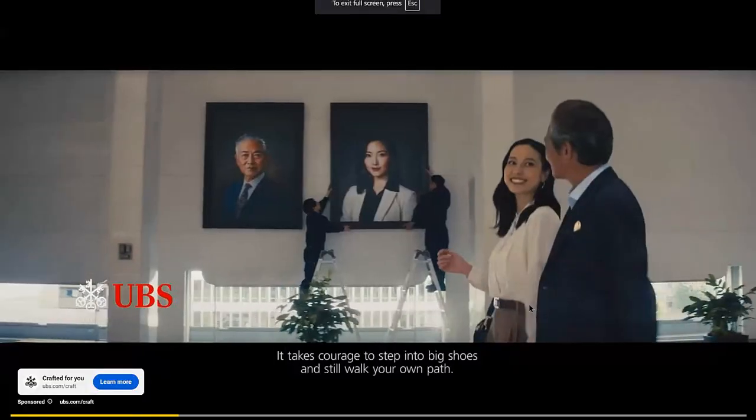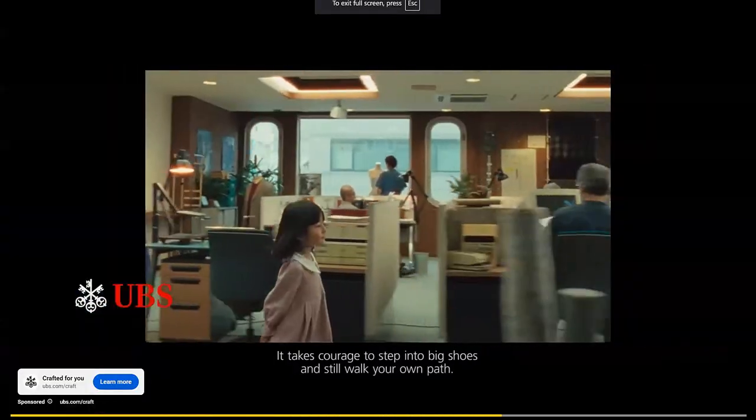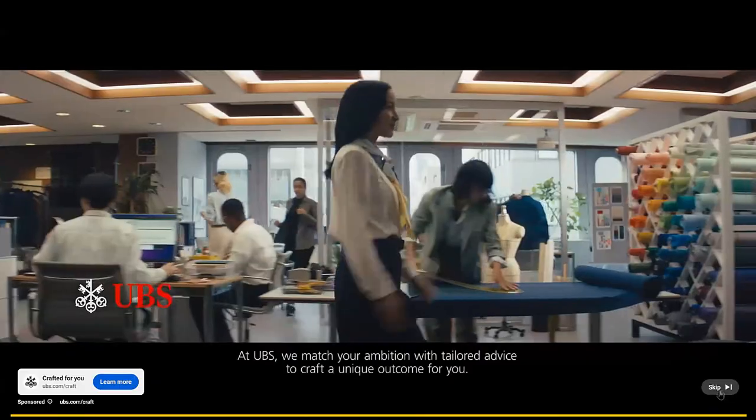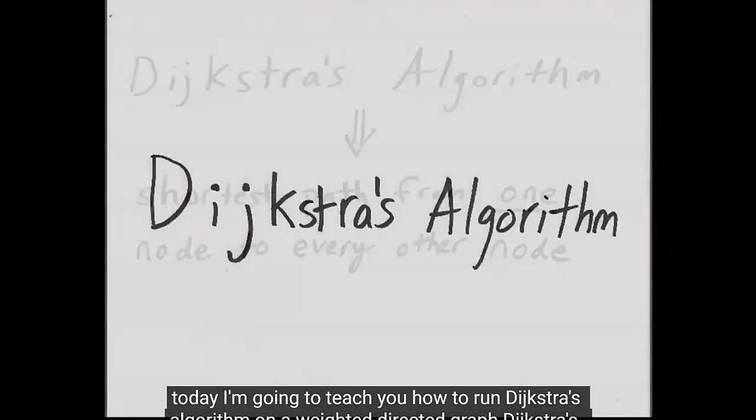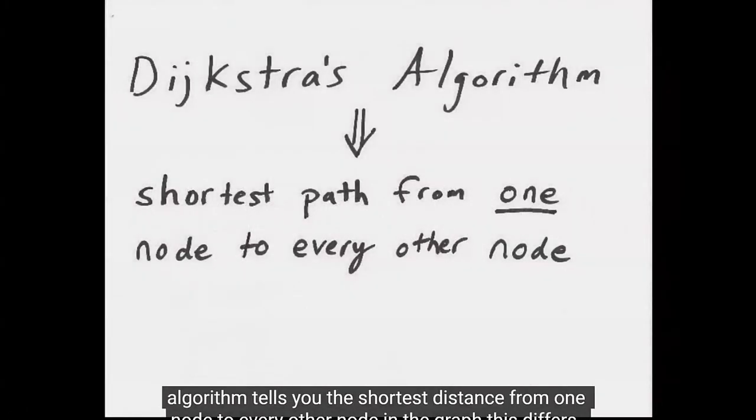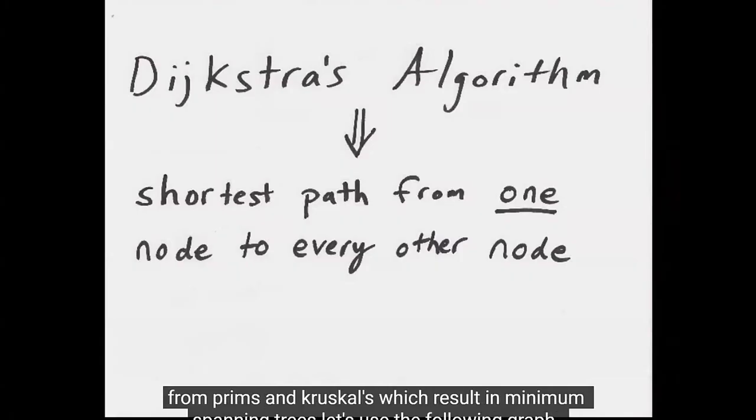It takes courage to step into big shoes and still walk your own path. Today, I'm going to teach you how to run Dijkstra's algorithm on a weighted directed graph. Dijkstra's algorithm tells you the shortest distance from one node to every other node in the graph. This differs from Prim's and Kruskal's, which result in minimum spanning trees.